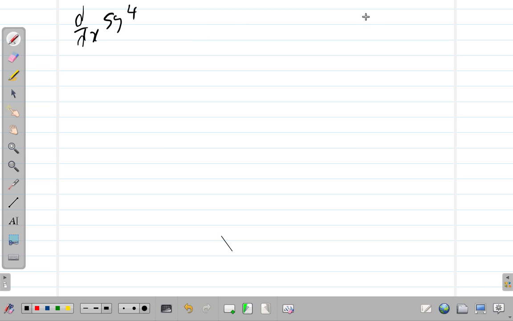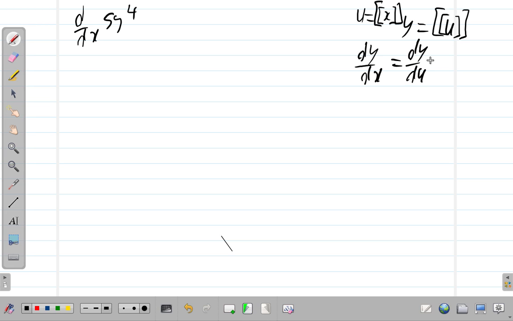The chain rule says if you have a function, call it u, and y is equal to something happening to u, then dy by dx. So remember, u is equal to something happening to x, and y is equal to something happening to u. So dy by dx is dy by du times du by dx.